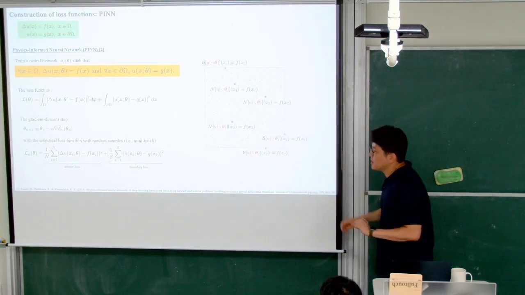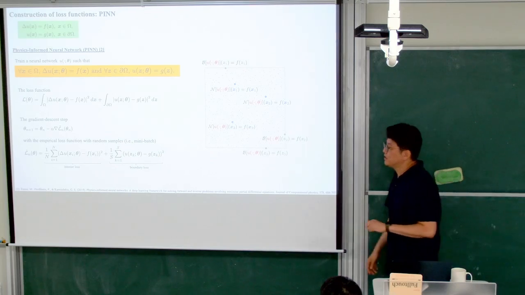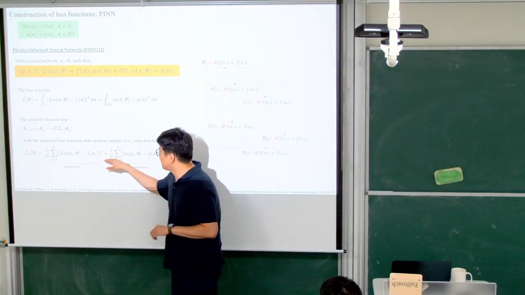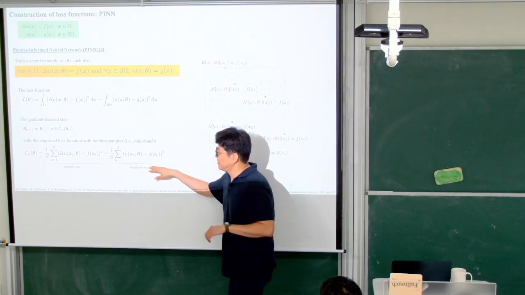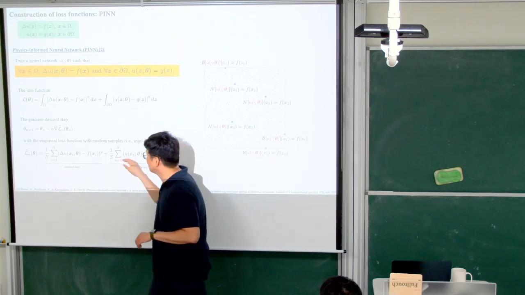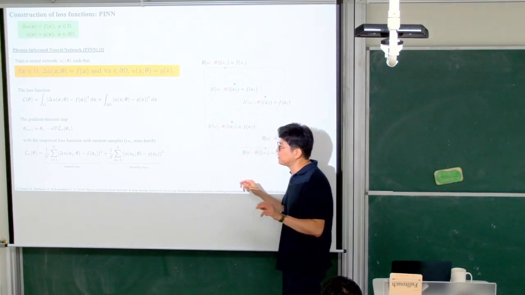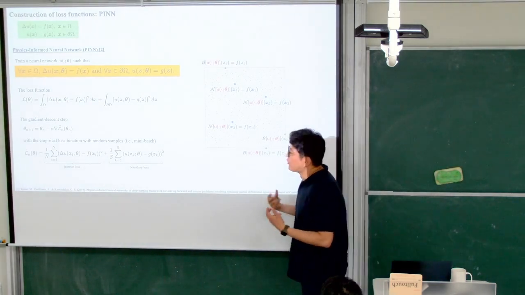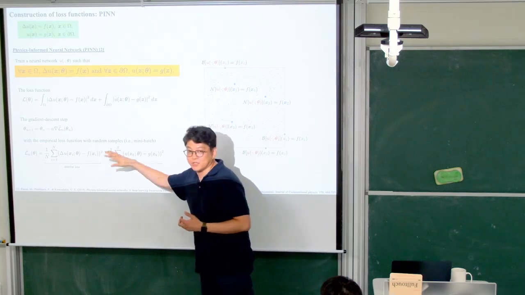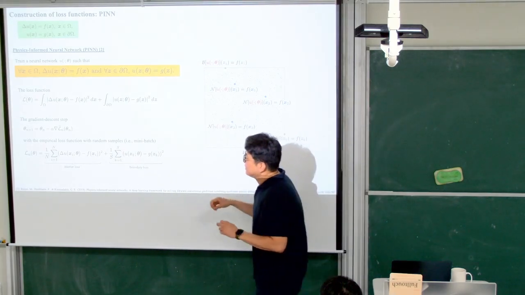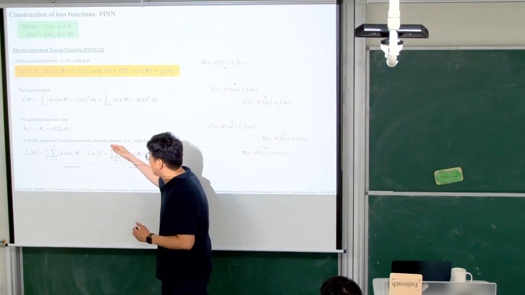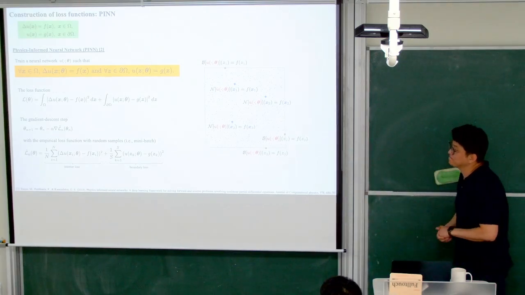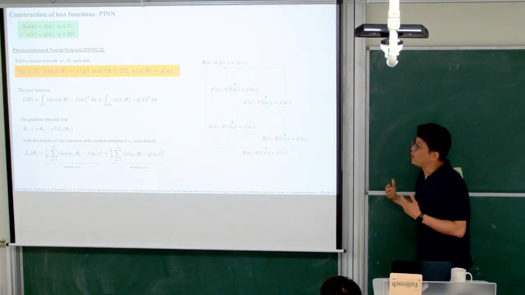Here are some practical remarks. PINN has two different objective functions because these two terms are different, so we call it multi-objective optimization. PINN requires optimizing this multi-objective. In practice, sometimes we need some balancing between the two terms to stabilize the training. This is the idea of how the PINN works.